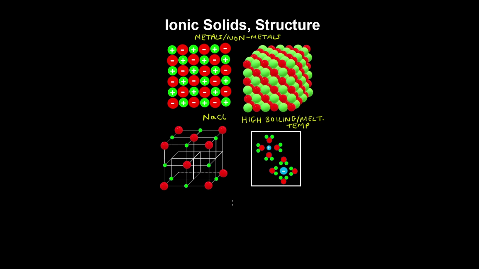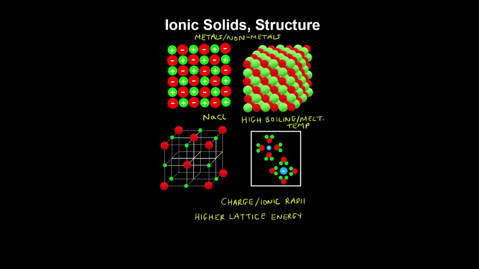And as we saw using Coulomb's law, the strength of the interactions depends on the charge and the ionic radii. So these properties lead to a higher lattice energy, which is the energy required to separate 1 mole of an ionic solid into a gas of its constituent ions.